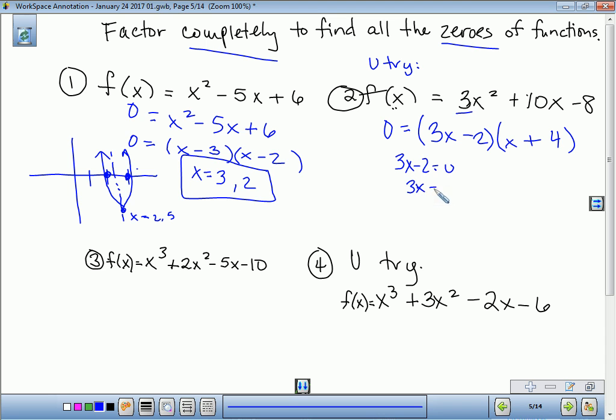And so if you can't just look at it, set it equal to 0 and solve just like you did last year. So one of your zeros is 2/3, and the other you can just look at is -4. So those are my zeros.